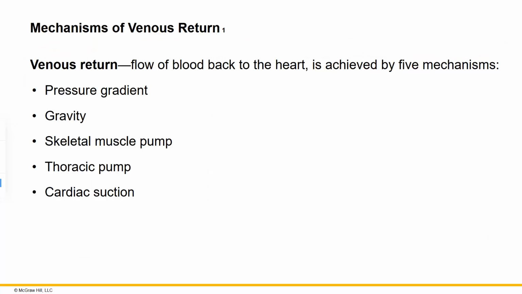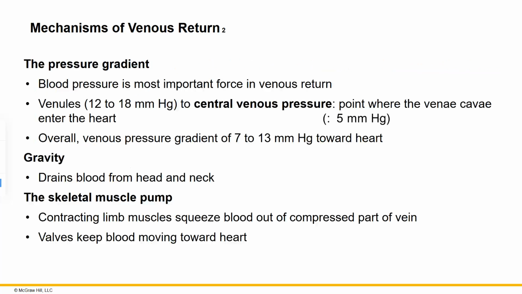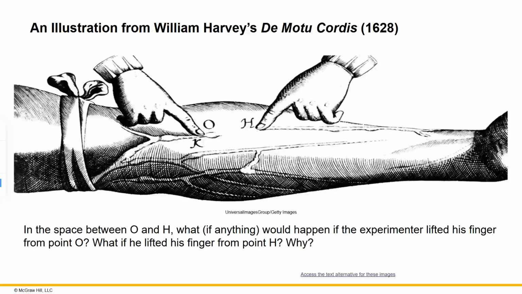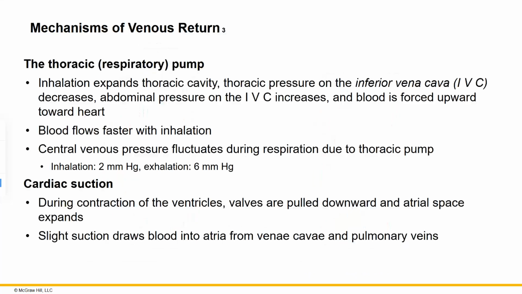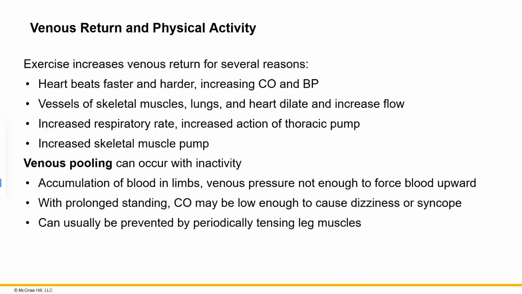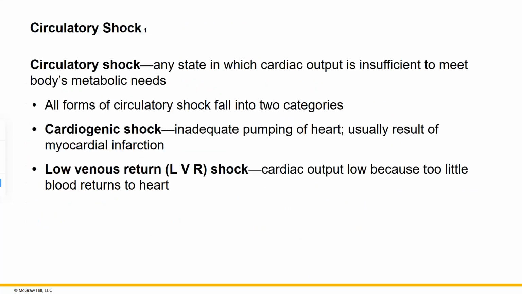Venous return, the flow back to the heart, is achieved by 5 mechanisms: pressure gradient, gravity, skeletal muscle pump, thoracic pump, and cardiac suction. And this just kind of goes through some of those details. We won't get too much into these details as we go through these slides. You don't need to know all the details of how blood is returned back to the heart. You just need to know the main names of what the 5 mechanisms are.